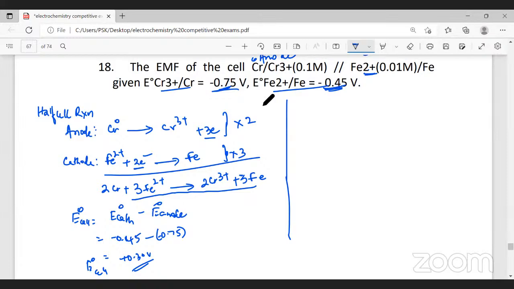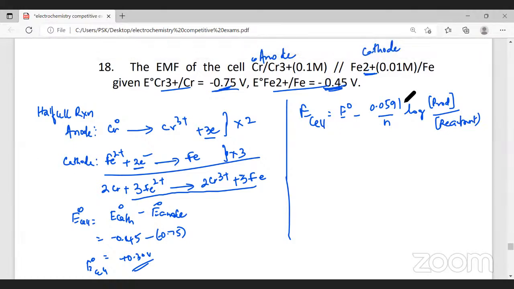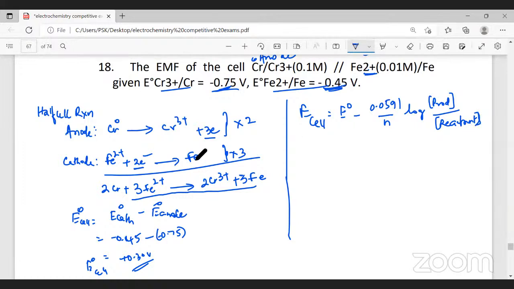Now they're asking you to calculate the EMF. To calculate the EMF, E cell is equal to E naught minus 0.0591 divided by n, log of product over reactant. Since the temperature is not mentioned, we will consider it to be 25 degrees Celsius. What is the product and what is the reactant here? I have taken minus; if it is plus, it will be reactant by product.